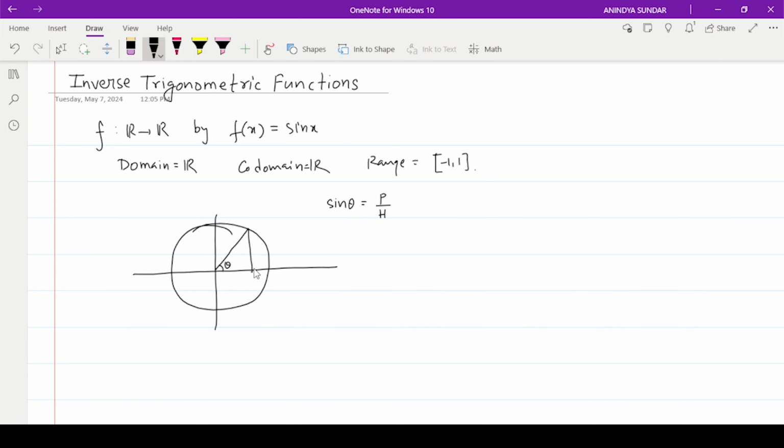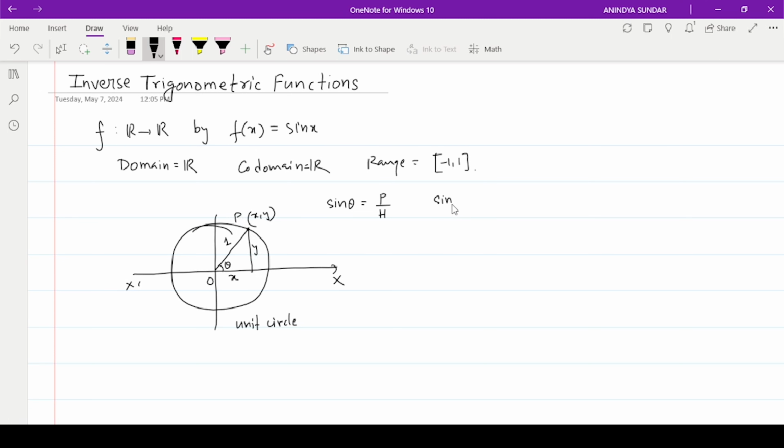Now if this circle is a unit circle, that means the radius is 1 unit. Then how can I find this particular coordinate? Say this coordinate is x comma y. That means this particular length along the x-axis is x, and this length is y. That is why this particular point is called x comma y.